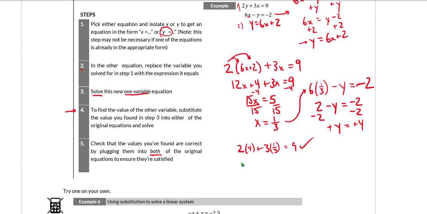The second equation, I know that it works because I used that equation to solve for my y value, but I'm going to do it again anyway. And it should be that 6 times the x value, 1/3, minus 4 should equal -2. And indeed, because this is 2, we subtract 4, we get -2. So the second equation is satisfied, and we are done.